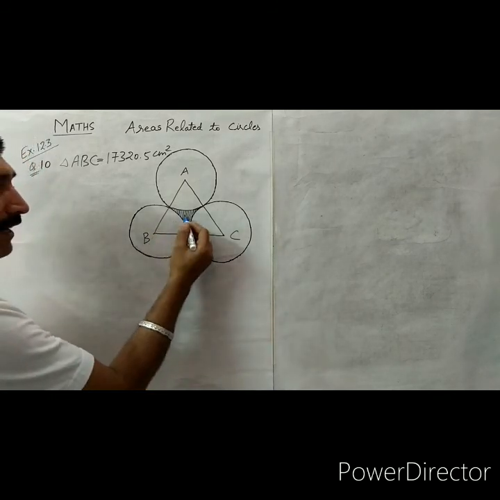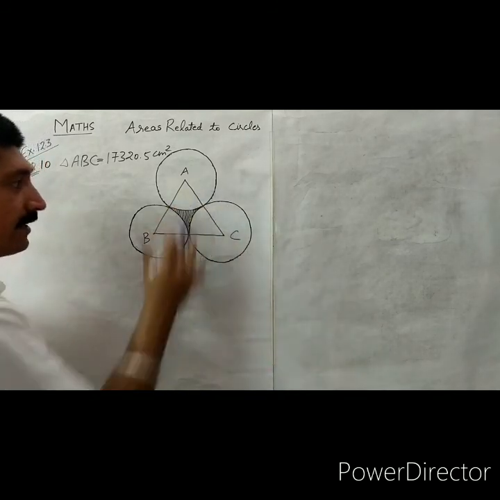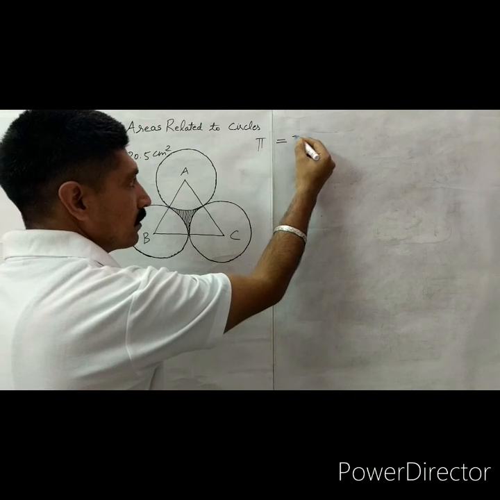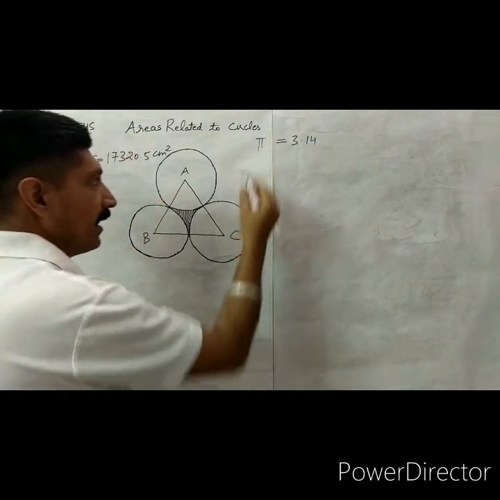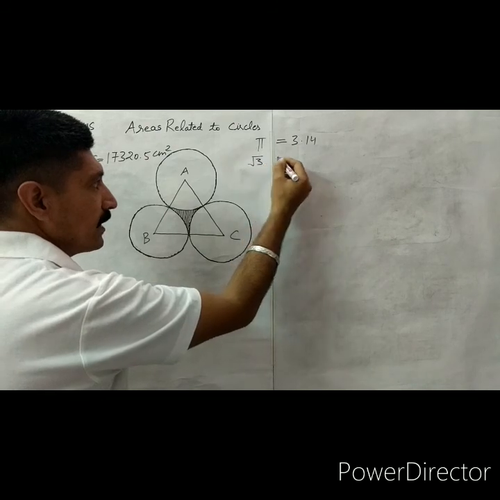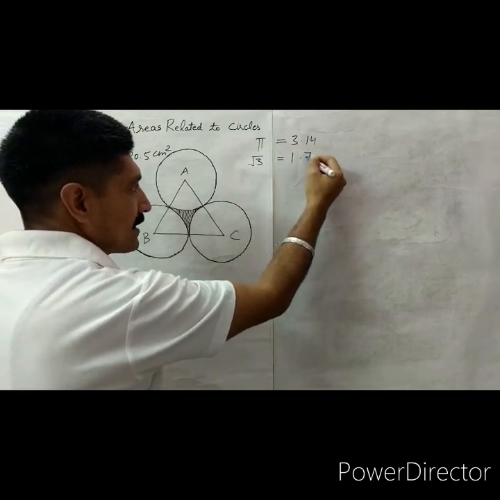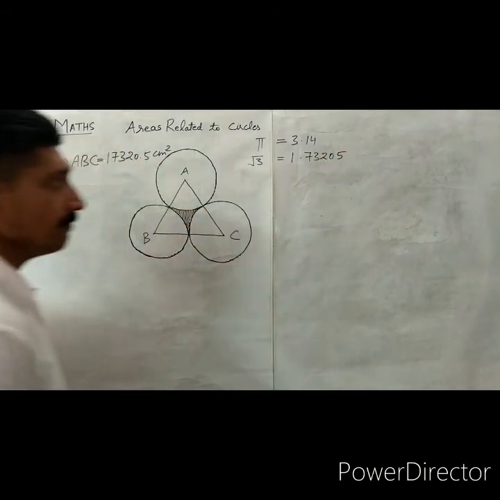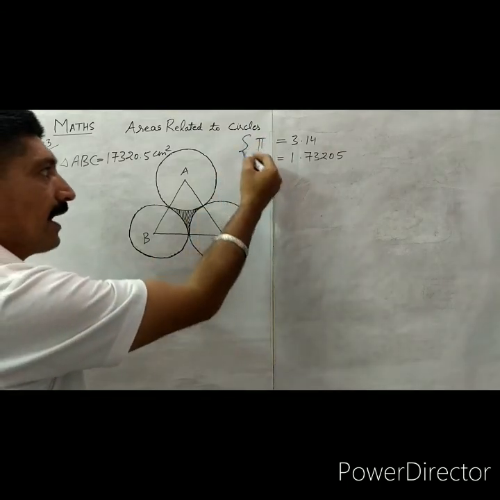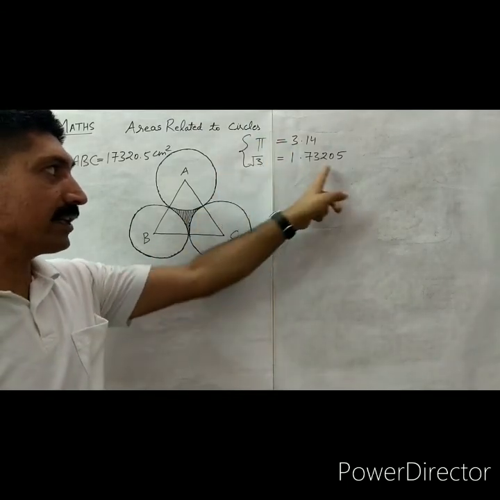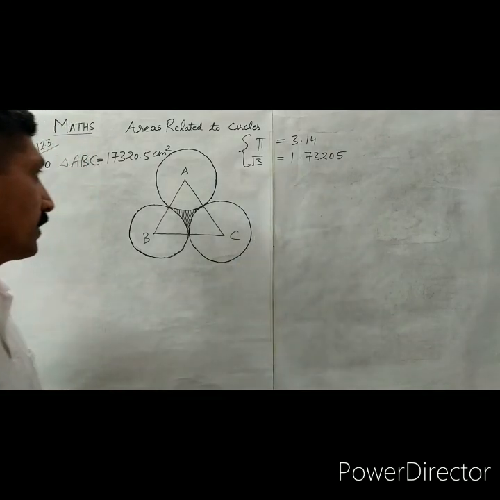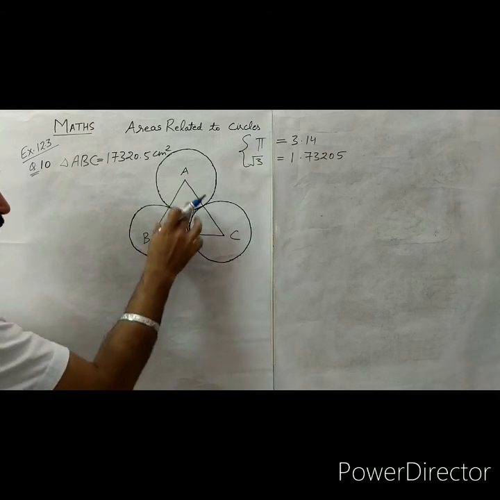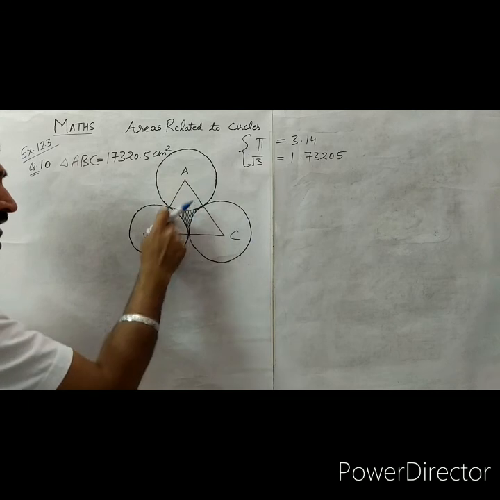Here we have to find the shaded area, and it is given in the question that we use the value of pi as 3.14 and the value of under root 3 as 1.73205. So we have to use the values of pi and under root 3 as given in the question. To find the shaded area, we have to find the area of these three sectors.